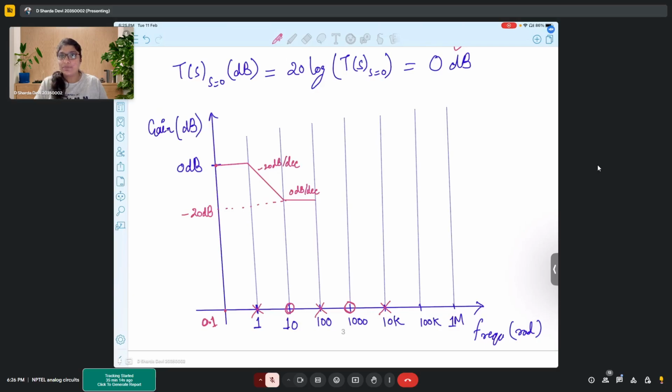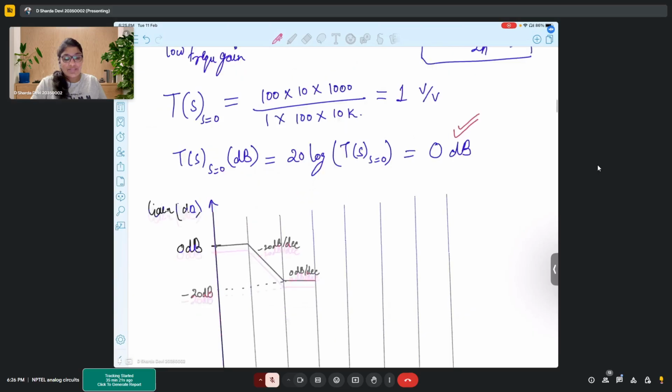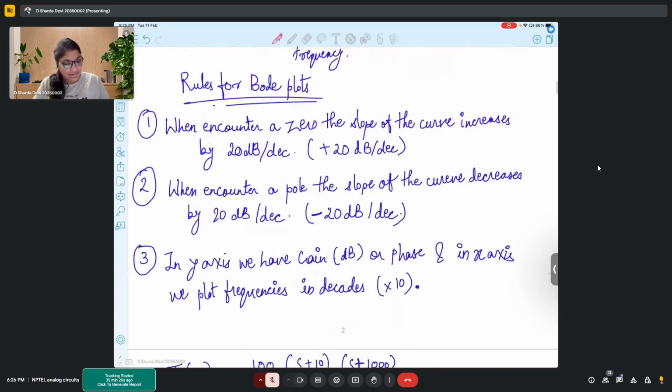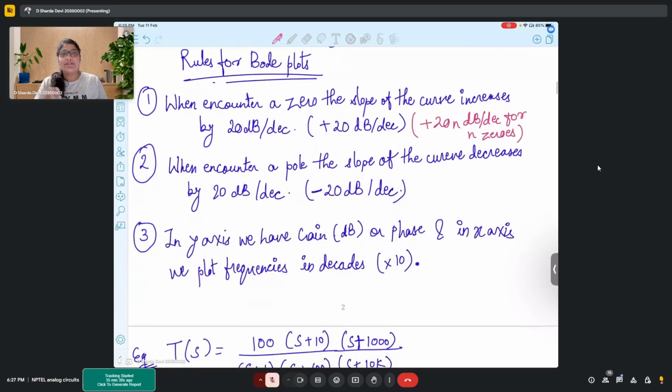When we encounter a single zero, the slope becomes plus 20 dB per decade. And it also changes by number of poles and number of zeros. Like, so I can write it here as plus 20 in dBs per decade for n zeros. So it's like when you have multiple poles or multiple zeros at the same frequency, you multiply your slope values by that many numbers. Okay.